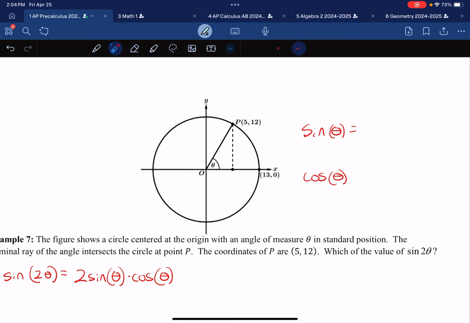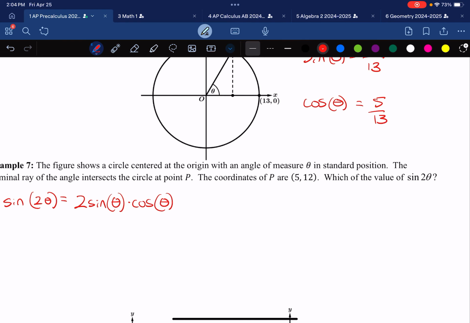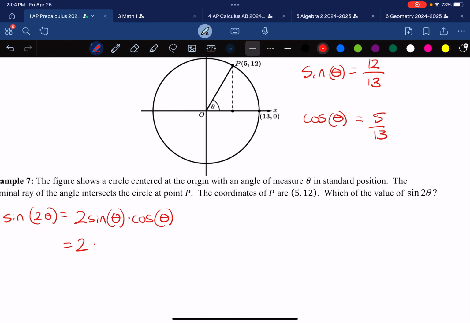Well, sine of theta normally is just the y-coordinate if this was a unit circle. The fact that it's not a unit circle means we have to say, okay, it's the y-coordinate 12 divided by the radius. The radius used to be 1, so we used to say just divide by 1, but now I have to say divide by 13. Cosine, equivalently, is the x-coordinate divided by the radius. It is 5 divided by 13. So plugging both of those values in means we have 2 times 12 over 13 times cosine, which is 5 over 13.